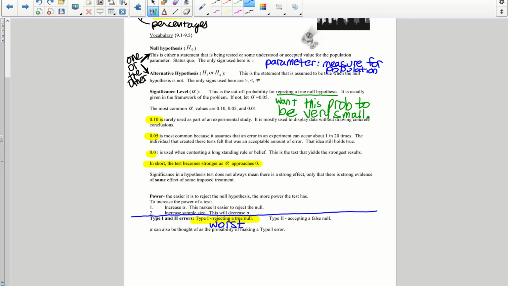Just going back to the definition of a null hypothesis. It's either a statement that's being tested, so that's on my end if I'm running a hypothesis test or a study, or some understood or accepted value for the population parameter, the status quo. That's the important piece. This is what the number is. In the world, this has been the accepted value. This is the number that has been in existence possibly for years.